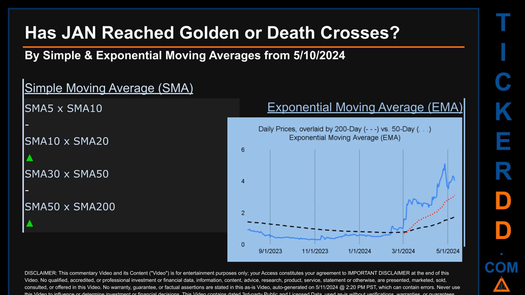Continuing with SMA, we looked across the 5 to 10, the 10 to 20, and the 30 to 50-day ranges to see if golden and death crosses had been reached. We found a golden cross signal for the 10 to 20. We could find neither a golden cross nor a death cross signal for the 5 to 10 and the 30 to 50.